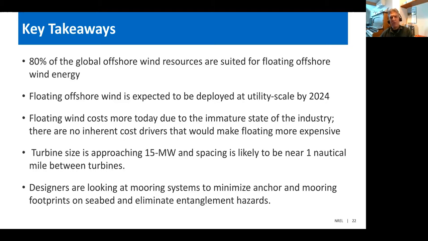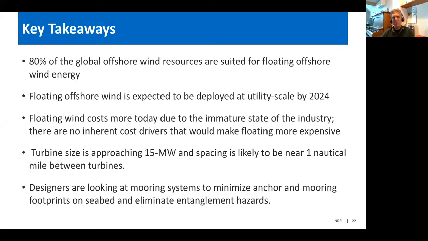The costs of floating, I'm often asked, and I didn't show costs in this presentation, but for floating, there's absolutely no reason why floating has to be more expensive. In fact, there's a lot of reasons why floating could be cheaper than fixed bottom technology, because we can bring a lot of the labor into the port where it's easier to do and cheaper. And that's yet to be proven, but there's no reason why we shouldn't see this favorable economics for floating systems.